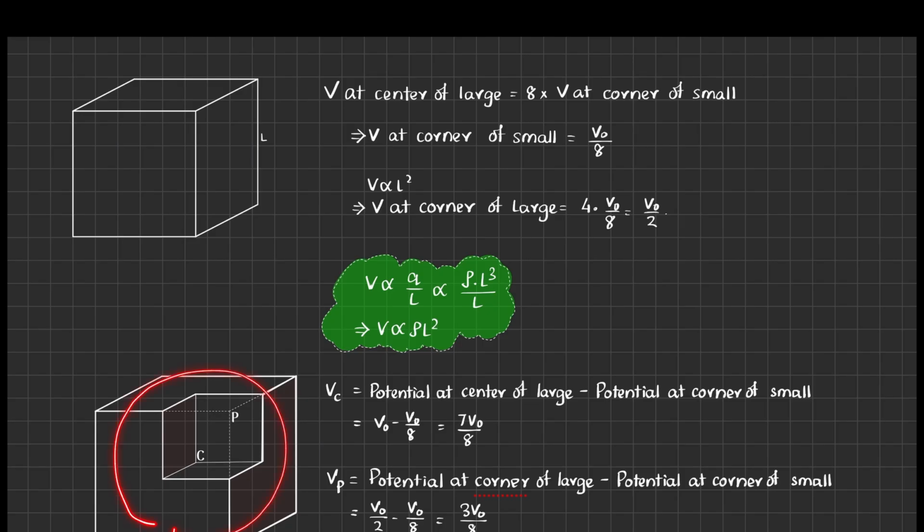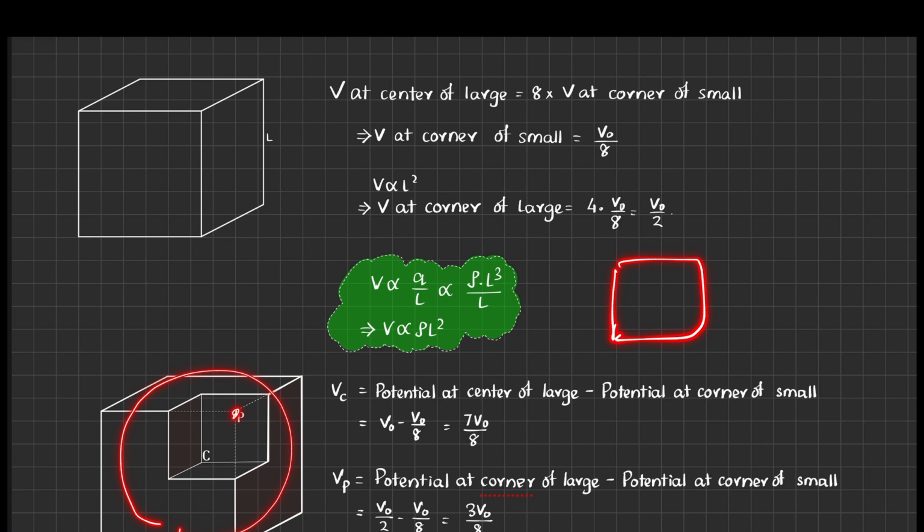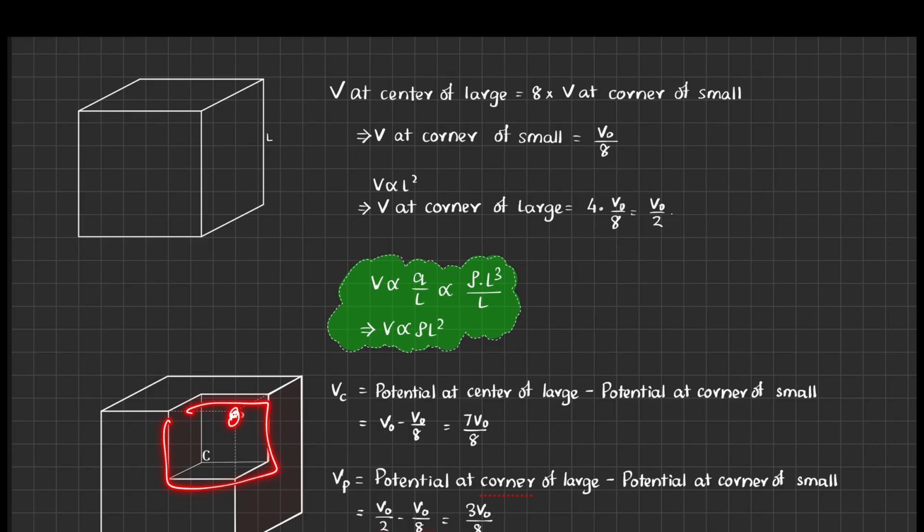Now in the second diagram, potential at P, we can do like this: larger cube minus the smaller cube's potential at the corner. So the larger cube's corner potential is V naught by 2. We have already calculated it. And the smaller cube's corner potential is V naught by 8. That also we have already calculated. So subtracting these two, we get 3 V naught by 8, which is the potential at point P. So I hope you understood the scaling method. This is a different approach to solve very complex problems.